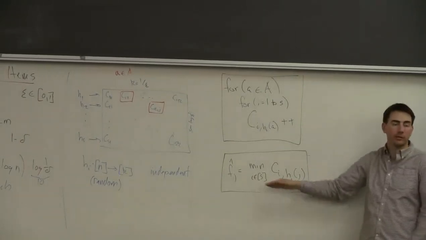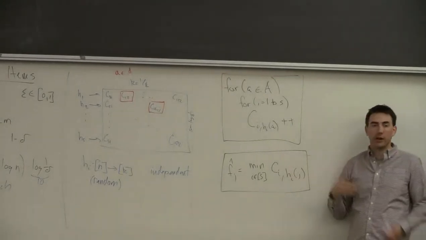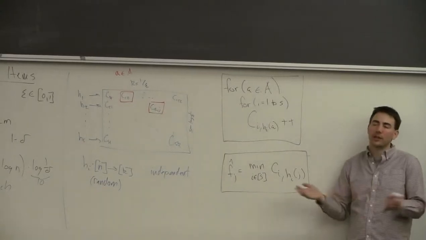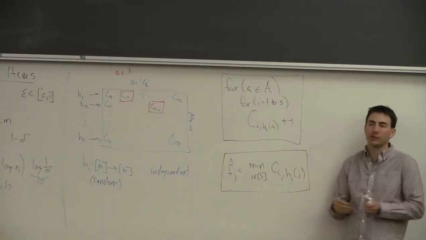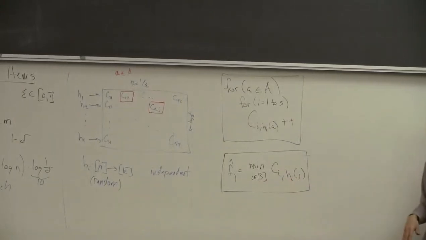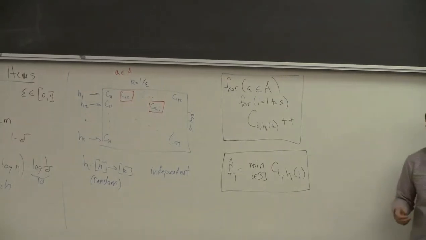I want to take the minimum. If they're all overestimates, then my best of these estimates is the smallest of them. Because I know they can't be too small, so I might as well take the smallest of them, and that'll be the best estimate. So does that make sense?